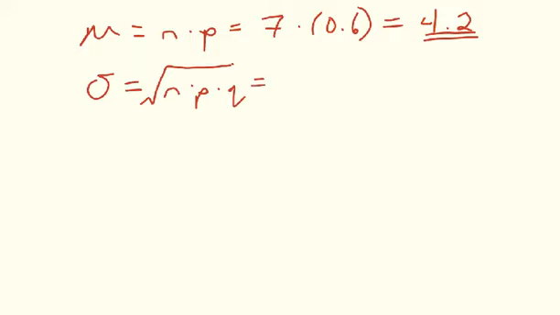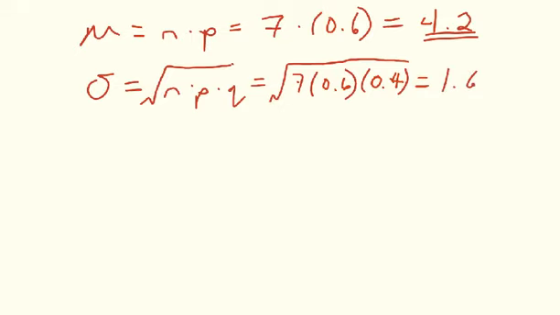The standard deviation for this distribution, we have to take the square root of 7 times, because there's 7 trials, times 0.6, the probability of a success, times 0.4, the probability of a failure. Calculating that, I get 1.64.